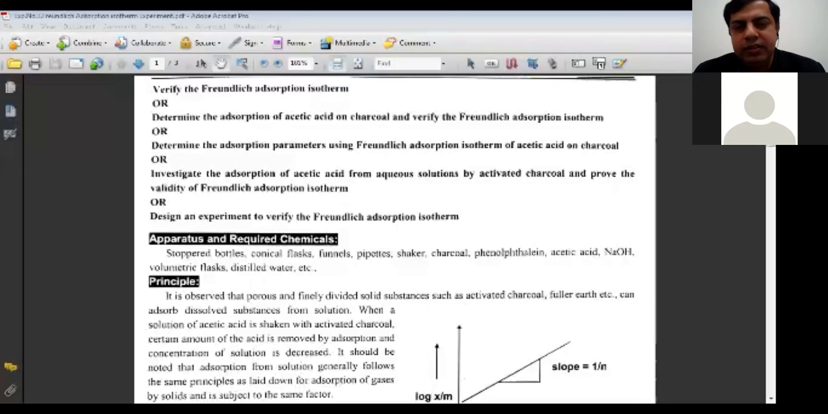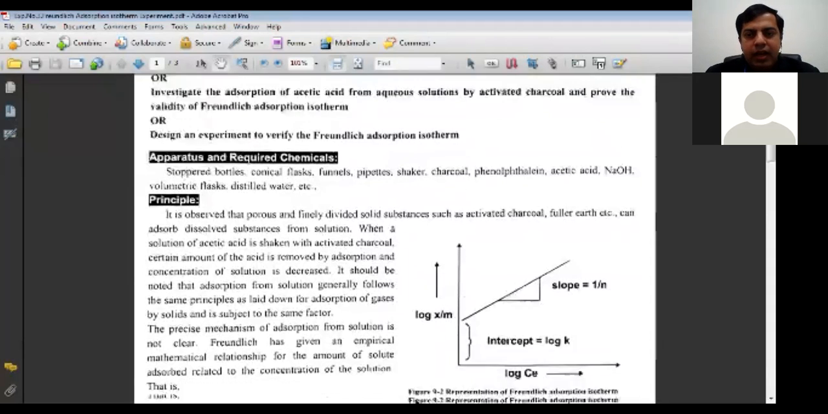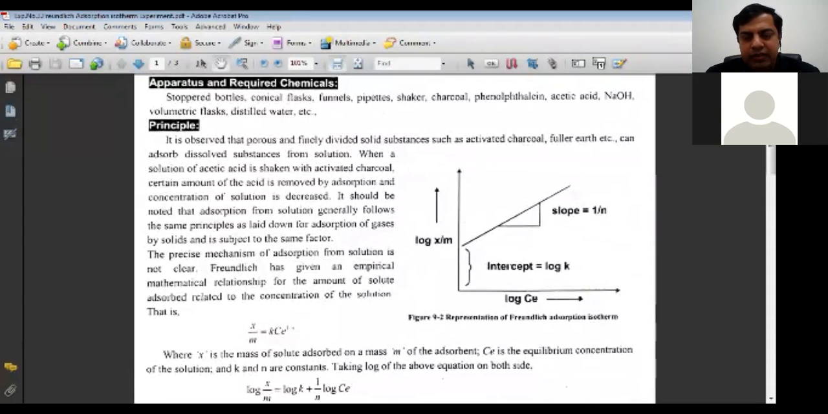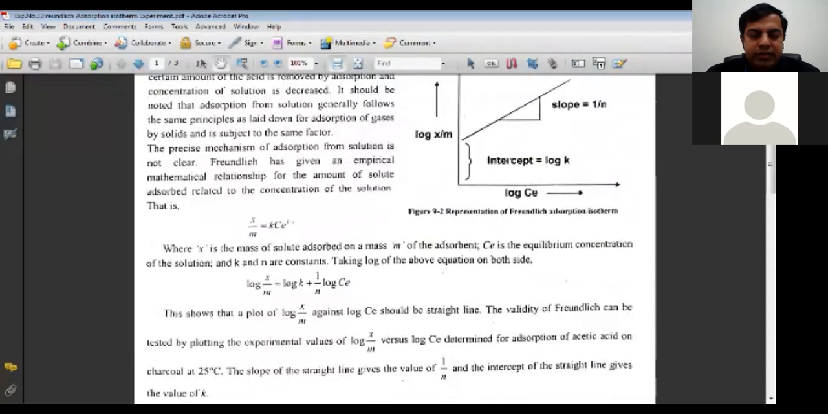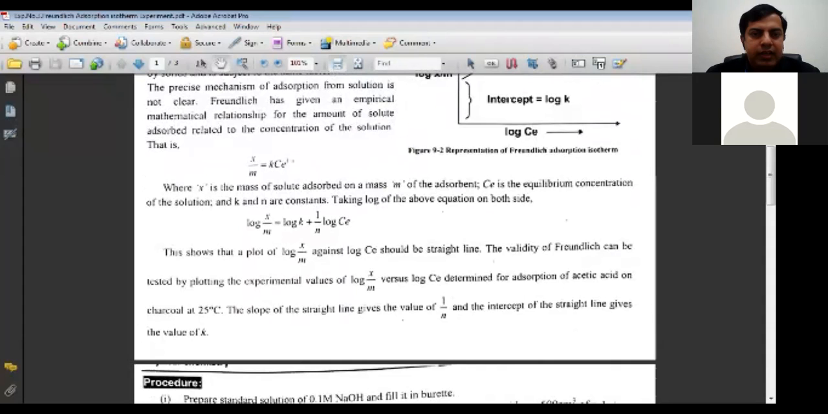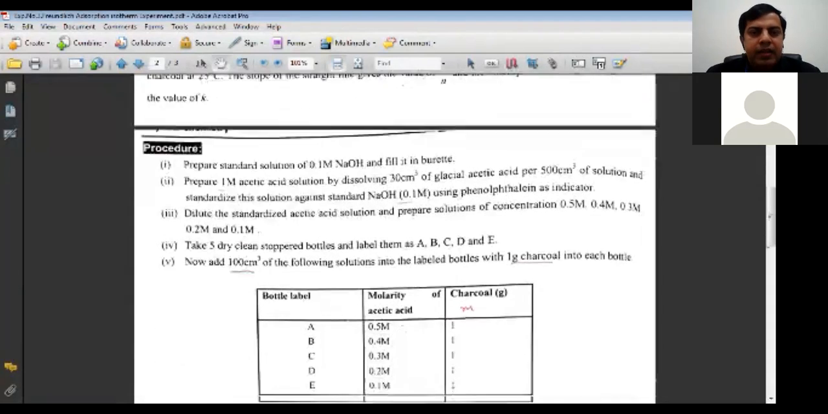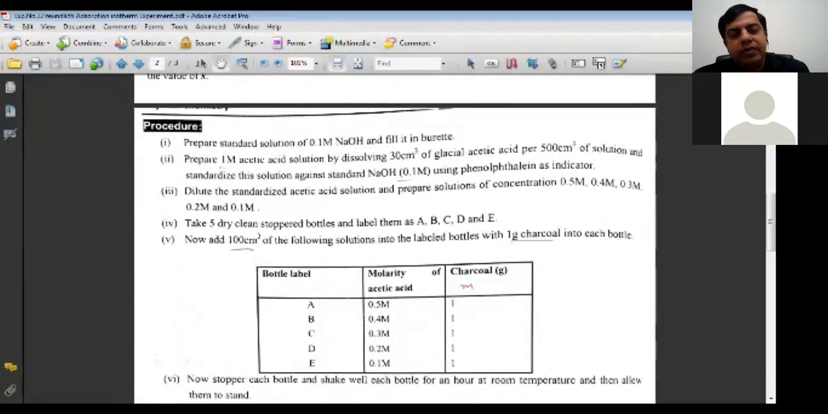So here, this is the experiment which I have already shared with you, verification of the Freundlich adsorption isotherm. We have already discussed this in detail in the class, and everything is recorded in the video. You can watch it again. And this was the final straight line equation for the Freundlich adsorption isotherm.